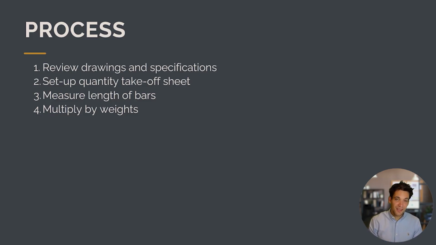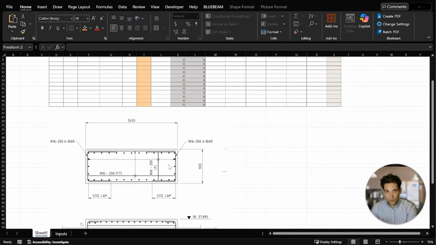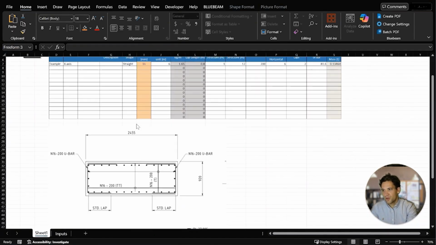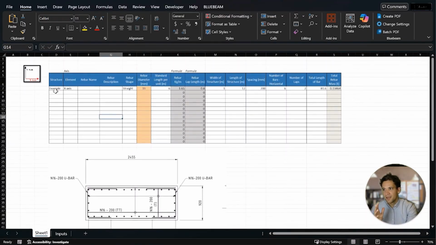Measure the lengths of the bars and then multiply the weight. So what we want to calculate is the total length of all the bars used and multiply these by the weights. Okay, so I'm just going to do a really simple example of the slab we were looking at in the drawings before. So this is the quantity takeoff sheet I use for steel reinforcement.